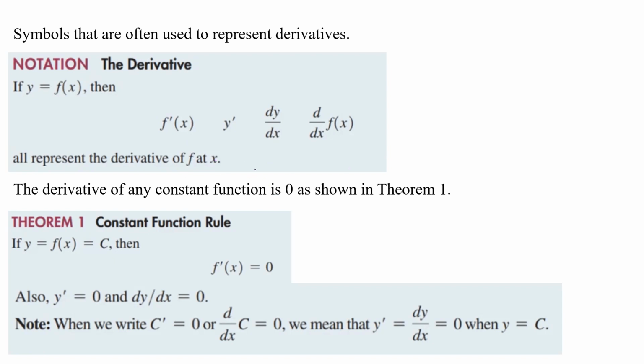So if we have y equals f of x and that's equal to c, some constant, then the derivative f prime of x, in this case, we're using our first representation, is equal to zero. And that means also that y prime, which is the second one, is equal to zero, and dy dx is equal to zero, and then d dx of c is also equal to zero. So when we write c prime is equal to zero, we mean that the derivative written any direction is equal to zero if y is equal to c. So that's a nice rule: if we just have a constant, then our derivative is equal to zero.